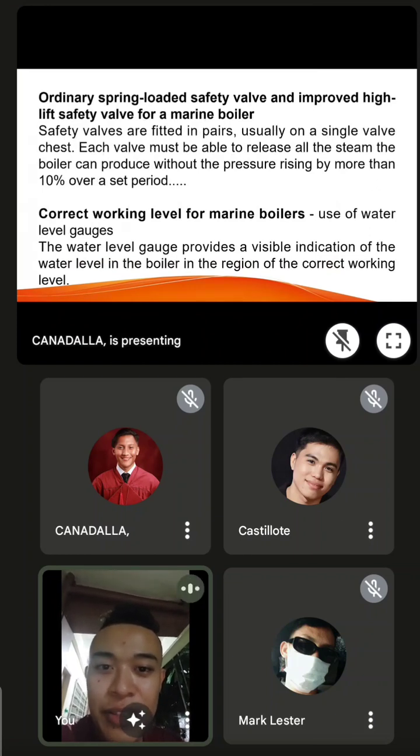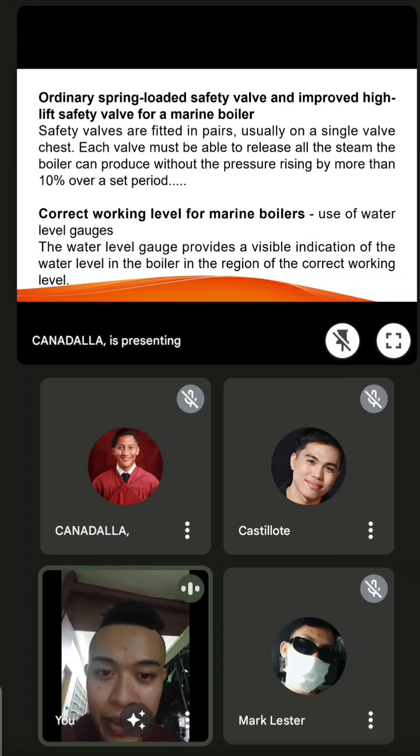Ordinary spring-loaded safety valves or improved high lift safety valves are used on a marine boiler. Safety valves are fitted in pairs, usually on a single valve chest. Each valve must be able to release all the steam the boiler can produce without the pressure rising by more than 10% over a set period.